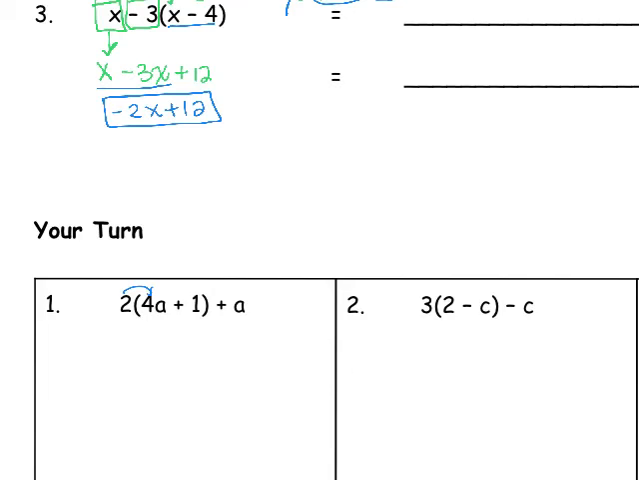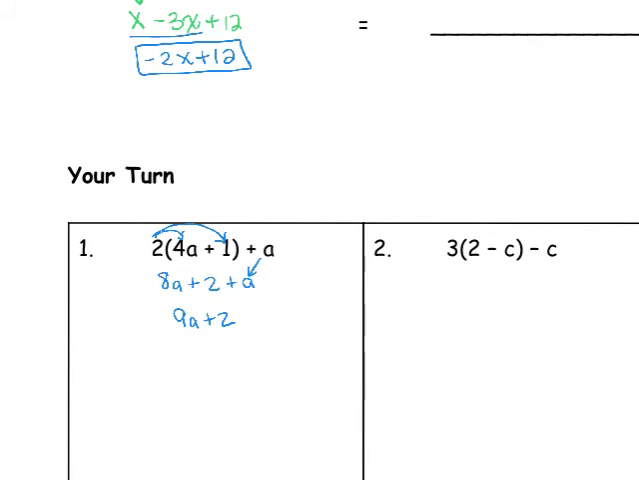2 times 4a is 8a. 2 times 1 is 2. Again, don't forget to bring down the a. You get 9a plus 2. If I were to do this with algebra tiles, this one's a little easier to do because it's a little less drawing.